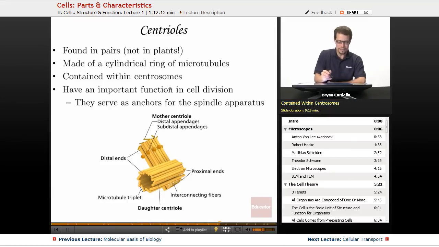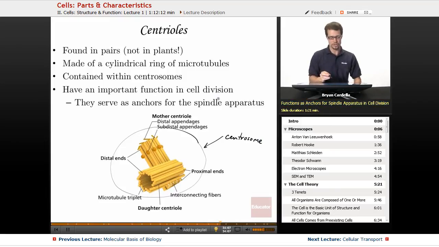They are contained within centrosomes. So these two would be in a region that is known as the centrosome. Two centrioles in a centrosome. And they have an important function in cell division.